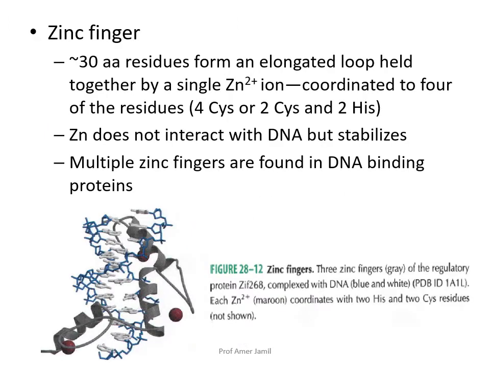Zinc finger is another transcription factor which is about 30 amino acid residues long, and this is held together by a zinc ion, hence its name, and it is coordinated to 4 of the residues, either 4 cysteines or 2 cysteines and 2 histidines. Zinc does not interact with DNA, but it stabilizes this transcription factor. Multiple zinc fingers are found in DNA binding proteins.